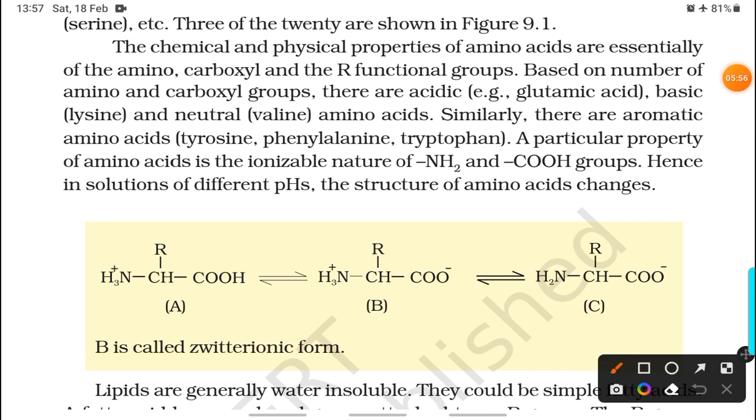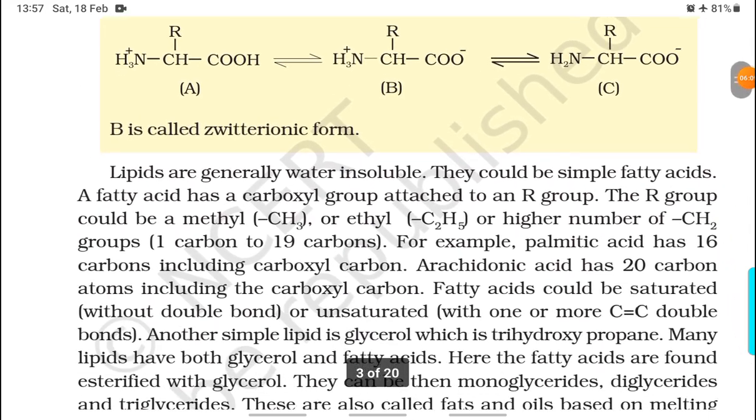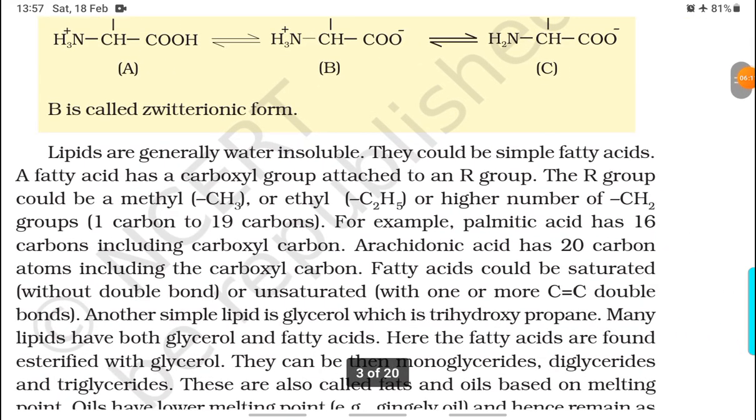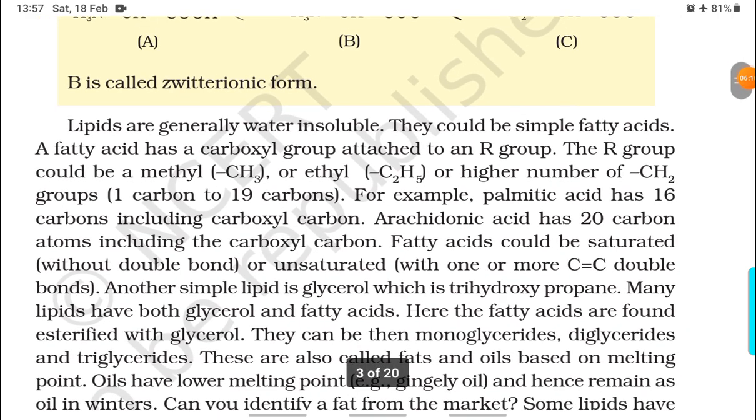Here in this figure, B is called the zwitterionic form, as there are positive as well as negative charges present. Lipids are generally water insoluble. They could be simple fatty acids. A fatty acid has a carboxyl group attached to an R group.